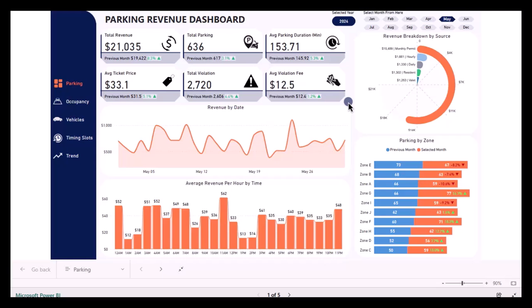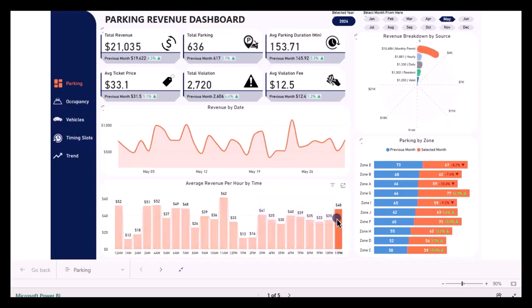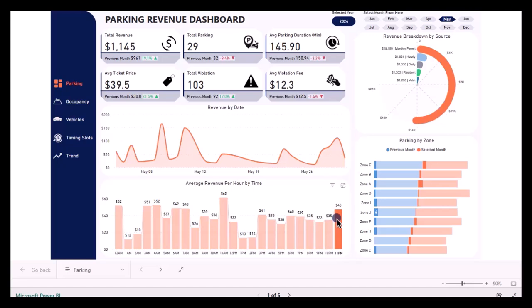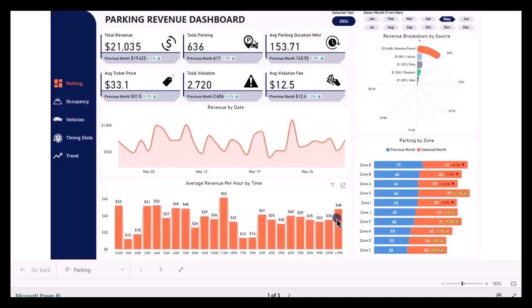Today, we are diving into an essential tool for any business owner managing parking lots or facilities, a parking revenue dashboard. This dashboard isn't just numbers on a screen, it's your go-to tool for understanding how well your parking business is performing, identifying trends, and making data-driven decisions. So let's break it down.